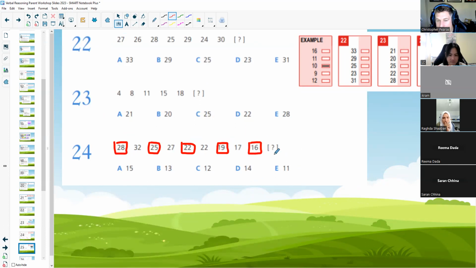Now, I appreciate that's not going to help us with the number we need, but now all we need to focus on are the numbers in between. So what's happening? We're taking away 5 each time. So if we take away 5 from 17, we obviously get 12. So 12 would be our missing number.